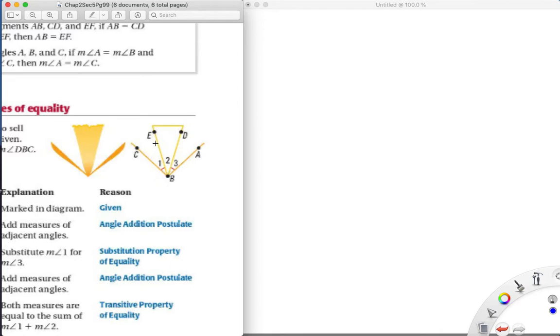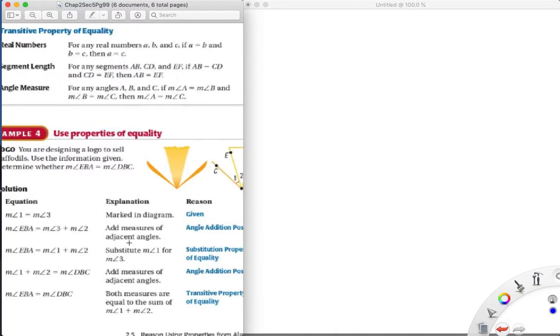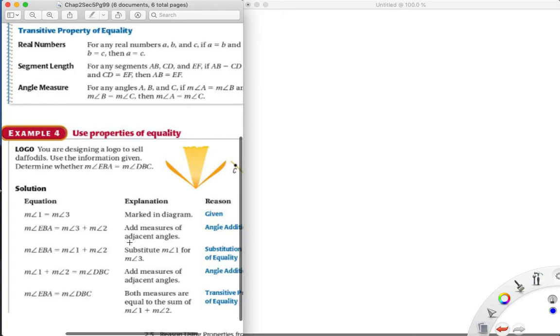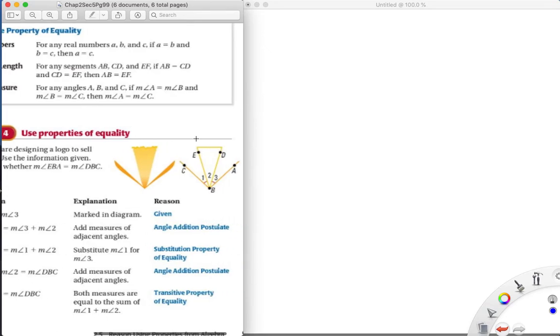And then we have this angle 2. We also have angles labeled with letters: CBE, CBA, CBED. We have ABD, ABE, ABC. And what do they want us to do? They want us to use the information to find if EBA is equal to DBC. So here is EBA, this guy right here. They want to know if it's equal to DBC.